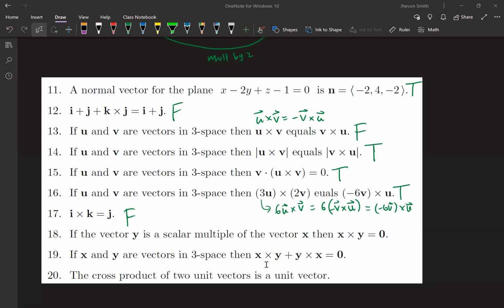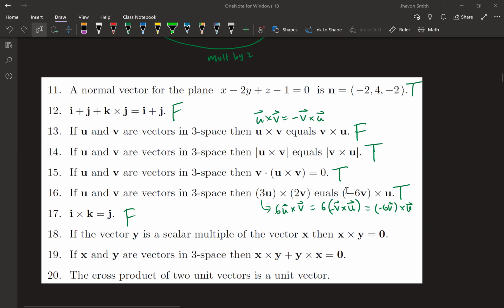Boom, go, new poll, problem 18. We're getting close to the end of the true or false problems, so we're gonna kind of switch it up in a little bit. If the vector y is a scalar multiple of the vector x, then x cross y is the zero vector. True or false? Ten more seconds on that one. Okay, end polling right there.